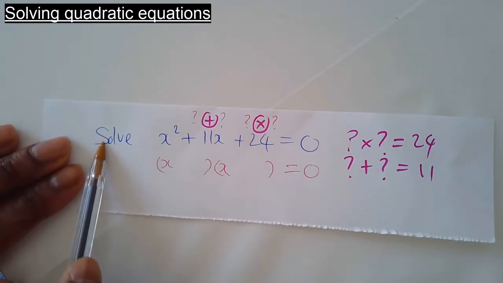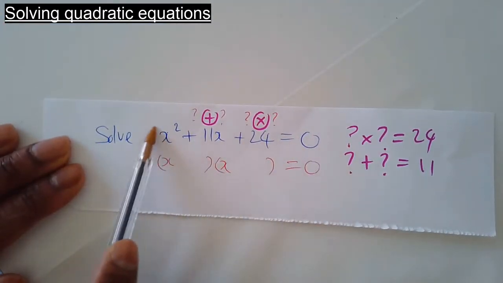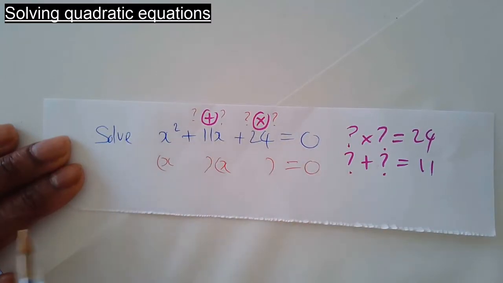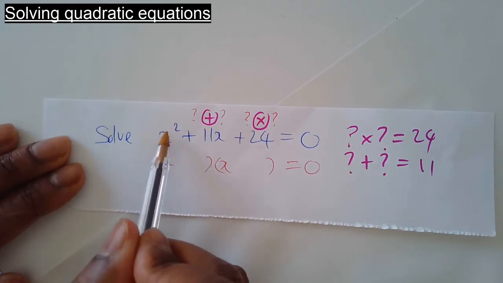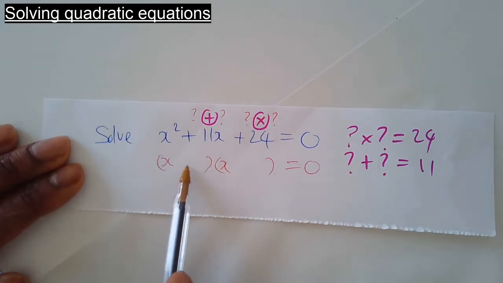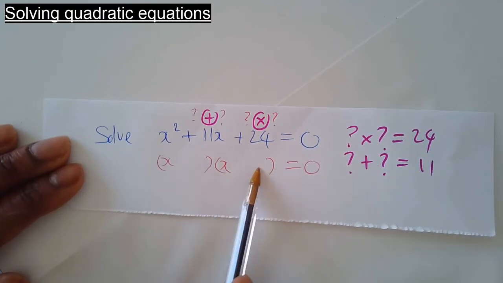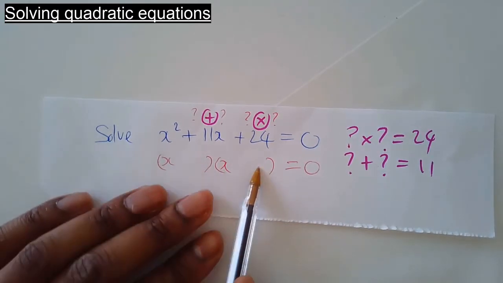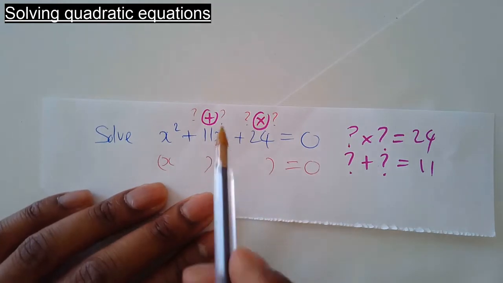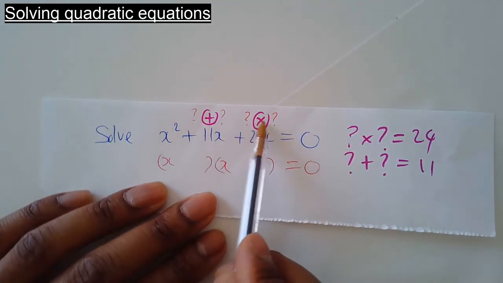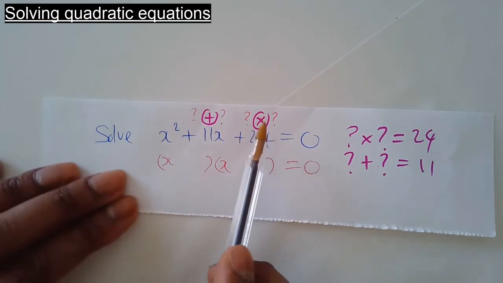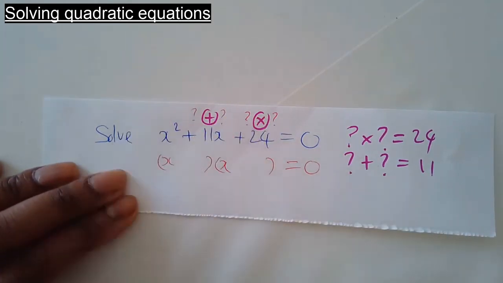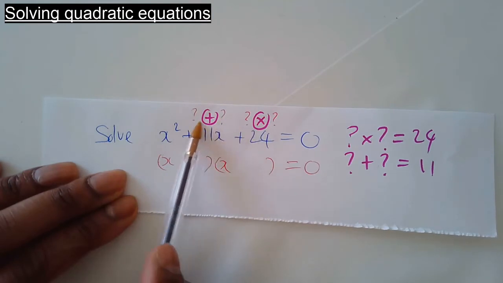So here's one. Solve this equation. So it will be double brackets, as I've just said. You'll have an x and x there because x times x gives you x squared. But what about the other two bits, the missing bits? How do I get those? Well, this is how. What two numbers multiply together to give you positive 24, but those same two numbers, when added together, have to give you that middle number there, 11.